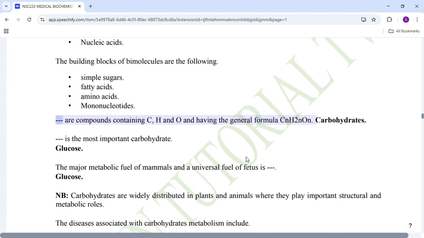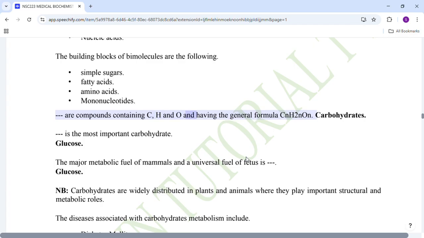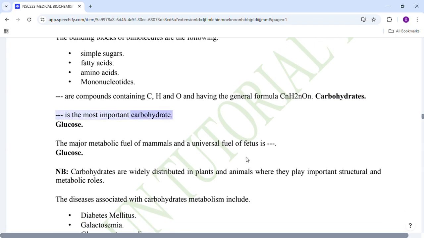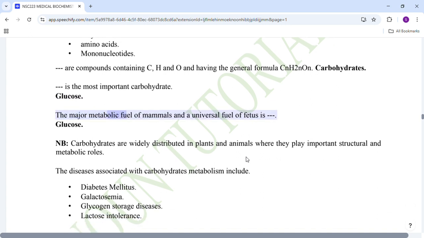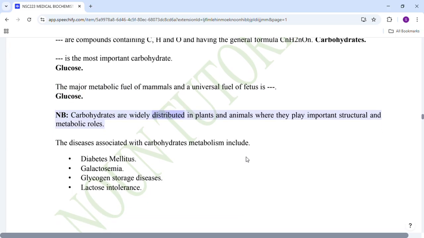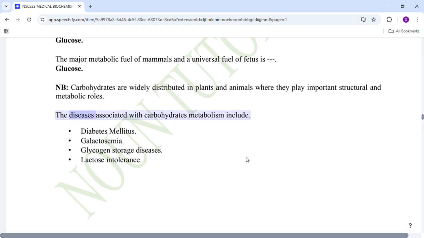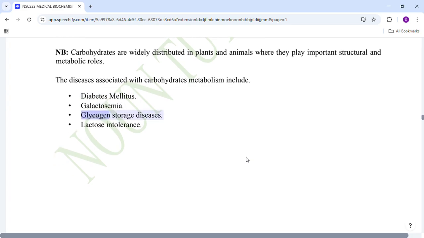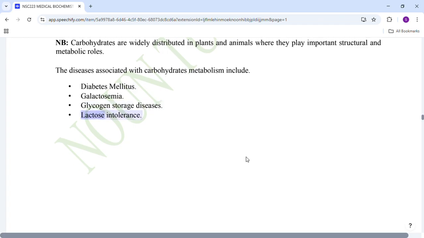Carbohydrates are compounds containing C, H, and O and having the general formula CnH2nOn. Glucose is the most important carbohydrate. The major metabolic fuel of mammals and a universal fuel of the fetus is glucose. NB. Carbohydrates are widely distributed in plants and animals where they play important structural and metabolic roles. The diseases associated with carbohydrate metabolism include diabetes mellitus, galactosemia, glycogen storage diseases, and lactose intolerance.